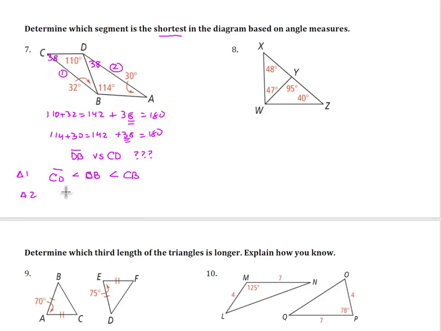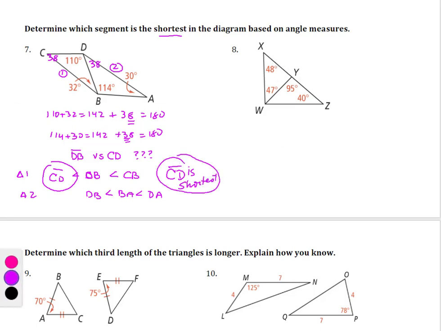And looking at triangle 2, doing the same idea. The smallest angle gives us the smallest side, so DB is going to be smaller than BA, which is smaller than DA. And from those, we can see that CD is the largest side. So there's a couple of ways of seeing that CD is the largest side.